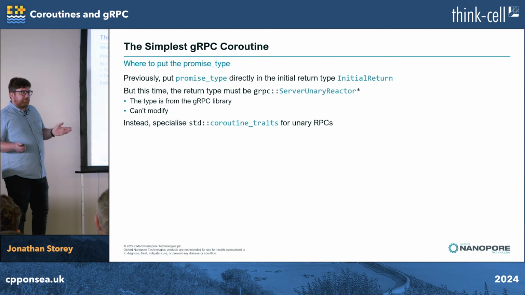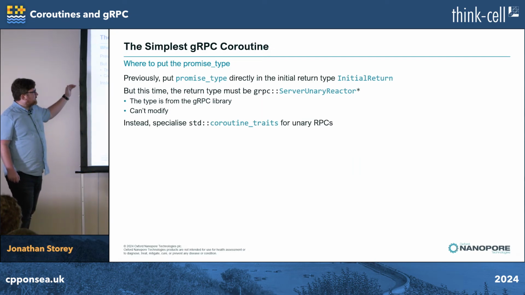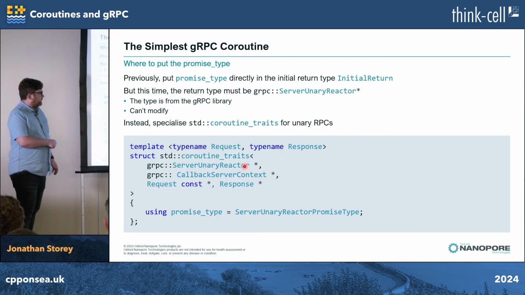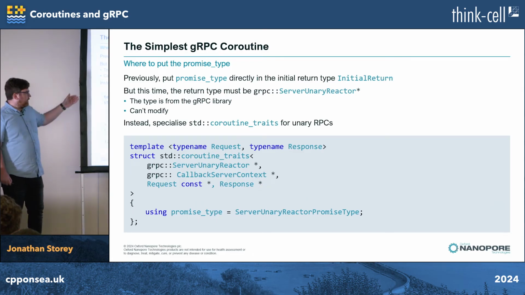So where can we put the promise type? Previously, we put the promise type directly inside the return type, but this time the gRPC runtime says what the return type must be. So we can't modify that type, so instead we're going to specialize coroutine_traits, and that's really quite straightforward. We've got our coroutine traits here, we've got our return type, we've got our argument types, and we say to the compiler, when you encounter a coroutine with this signature, the promise type you should use is server unary reactor promise type. And that's something we're going to have to write.